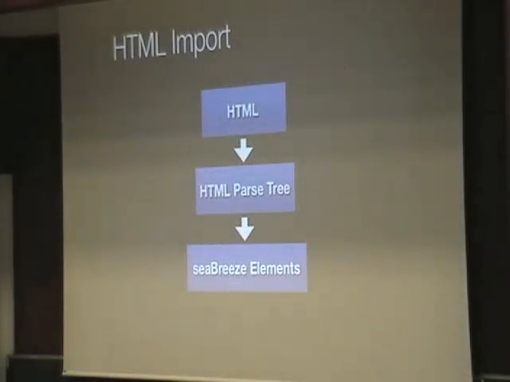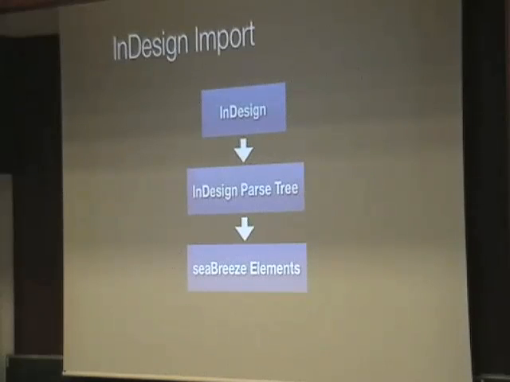We also got HTML import. So if you have an HTML website, you can parse this website. You got a render tree, and then you already got HTML objects. You just need to transform them into SeaBreeze elements, and that is currently supported. We also got an InDesign import, which my colleague Roland talked about two hours before, and it takes the InDesign document, parses it, and creates SeaBreeze elements out of this parse tree.